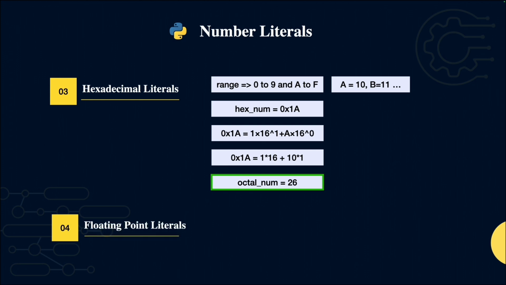Next is floating point literals. Floating point literals are numbers that have decimal points, like 3.14, 0.5, or -2.0. These are real numbers and are mostly used for calculations and precise measurements. For example, pi = 3.14159, here 3.14159 is a floating point literal that we commonly use for the radius of a circle or complex calculations in our school life. Right? So, these were number literals like integer, octal, hexadecimal, and floating point literals.